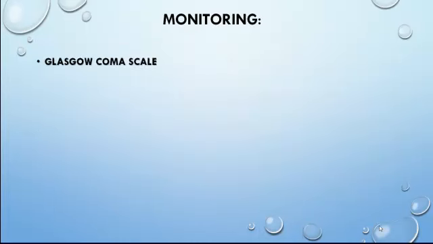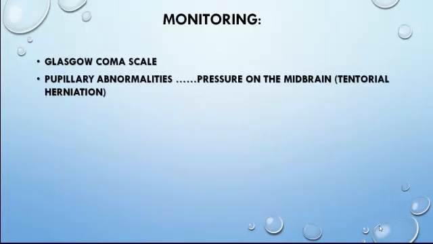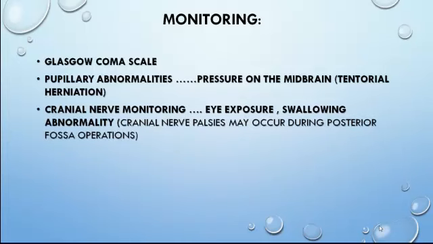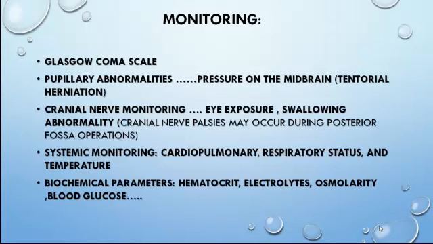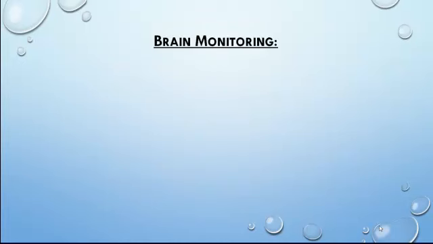Now, what are our tools in monitoring? Of course, the simplest is the Glasgow Coma Scale, pupil abnormalities, pressure on the midbrain, and cranial nerve monitoring, for example, eye exposure and swallowing abnormalities. Then systemic monitoring such as cardiopulmonary, respiratory state and temperature, and biochemical parameters such as hematocrit, electrolytes, osmolarity, and blood glucose level.